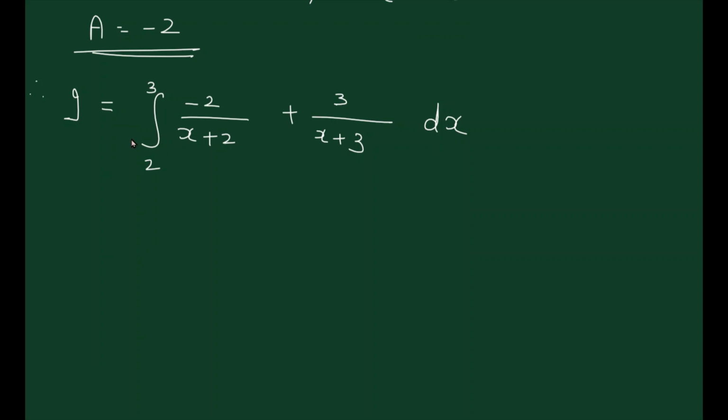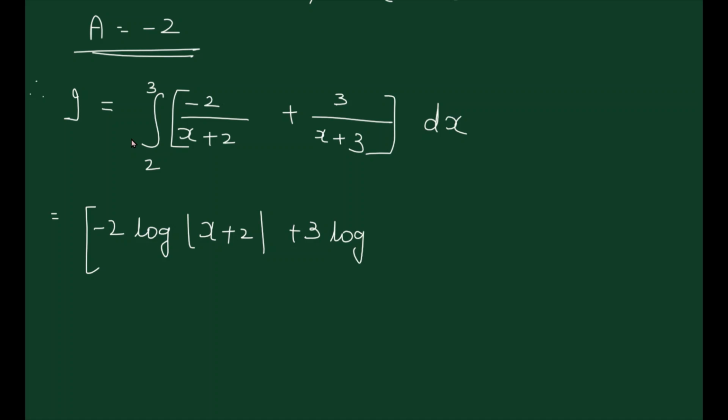Of course, we can solve it directly also, there is no need to separate these values. So we get the answer in each case as minus 2 log of mod of x plus 2, because the integral of 1 upon x gives us log x, again I am telling you, so this term is going to become log x plus 2, plus 3 log of mod of x plus 3, from 2 to 3 actually. I should have put a mod sign there.